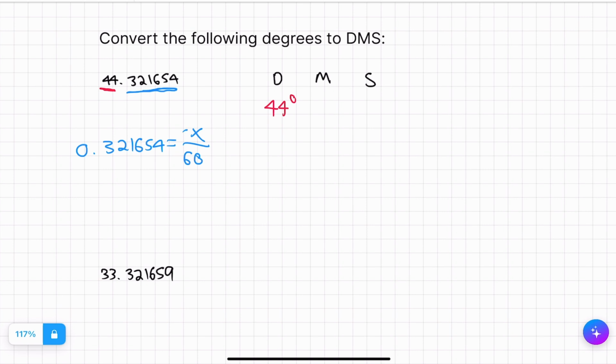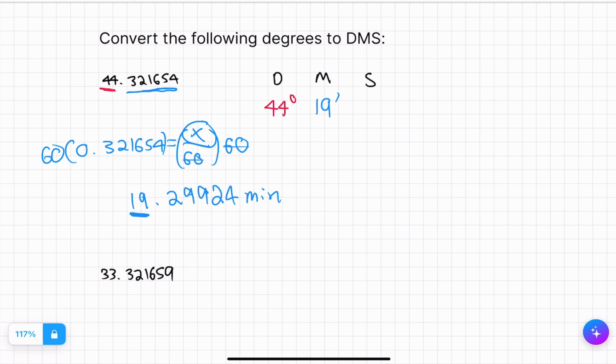Now we need to solve for x in order to find how many minutes we have. To do that, we'll just multiply 60 on this side, and then multiply by 60 on this side. And then we're left with x by itself. 60 times our decimal is going to be 19.29924 minutes. So we'll write our minutes, which is 19, here.